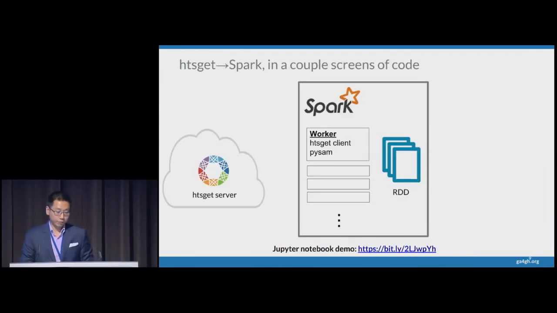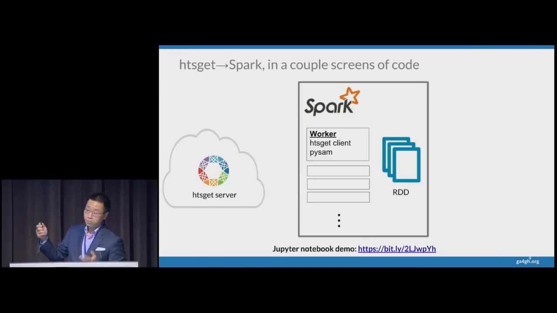I mentioned this bridge to the future of big data technology, so I just showed an example living in the old world of batch processing on a compute cluster or something like that. The parallel streaming features of HTSget are also very nicely compatible with a more modern big data environment like Apache Spark.